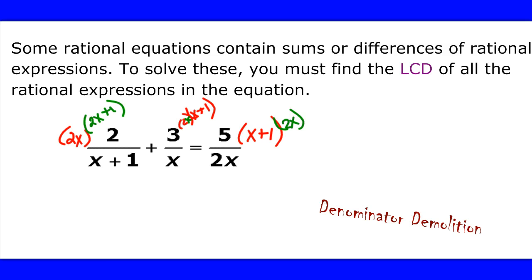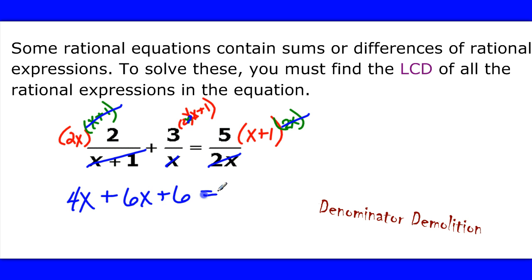Okay, ready? So this is, oh, this is supposed to be x plus 1. I wrote 2x plus 1. That would be craziness. So this is x plus 1. All right, now if you've done this correctly, this denominator will cancel out with this. This will cancel out with the x, and this 2x will cancel out with this. And I will get 4x plus 3 times 2 is 6. So that's going to give me 6x plus 6 is equal to 5x plus 5.